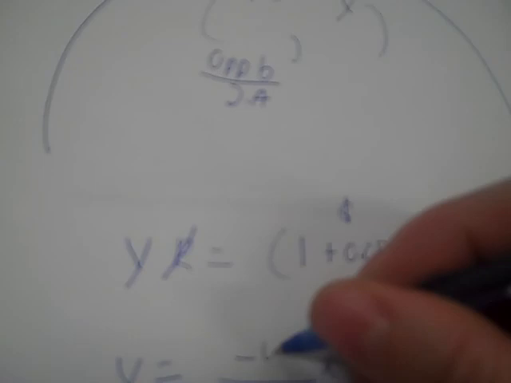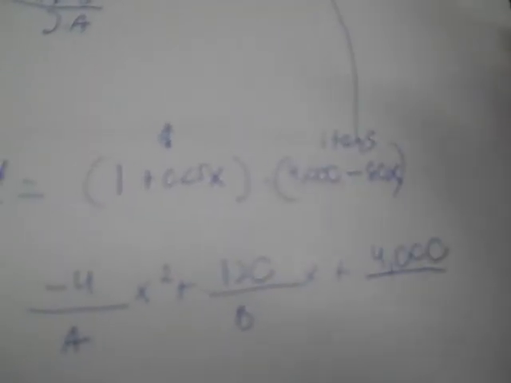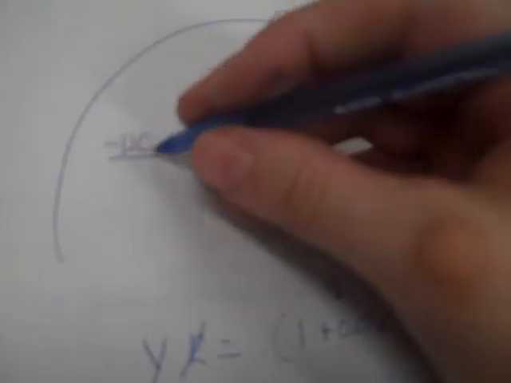Okay, and I got negative 4x squared. That's my A. 120, that's my B. And 4,000, that is my C, but I don't need C for this. So the opposite of B is negative 120, and I multiply the 2 by negative 4, and that's negative 8. So it's 15.